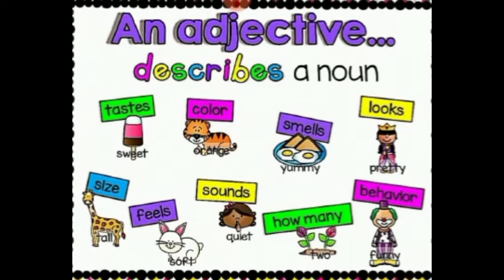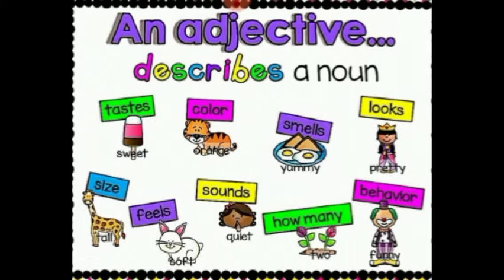Look at the color of the tiger. It's orange. So you can describe the noun with its color also. So the color orange is an adjective. Not only orange, all the colors are adjectives. Okay, how does the food smell? It's yummy. So the word yummy is an adjective. How does the girl look? She is pretty. So the word pretty describes a noun, the girl, right? So the word pretty is an adjective.